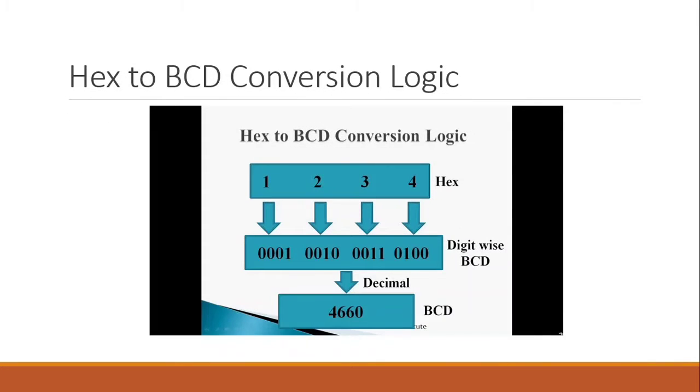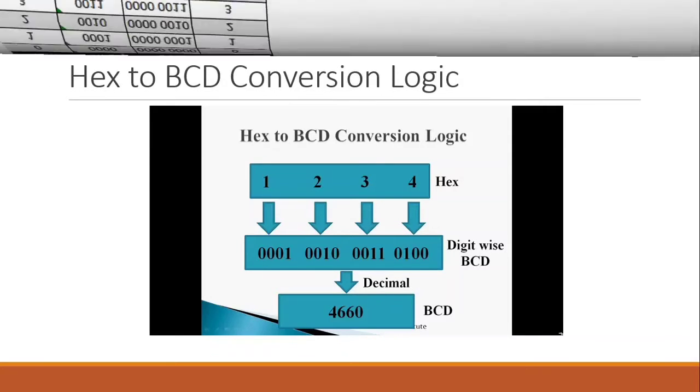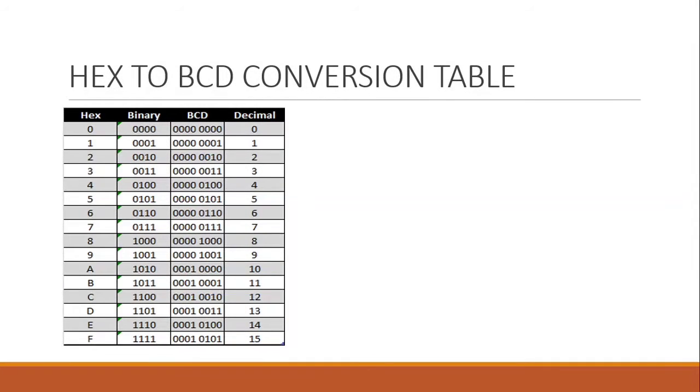This is the basic logic to convert from hex to BCD. This is the sum table to convert from 0 to F, from hex to BCD of their equivalent numbers.